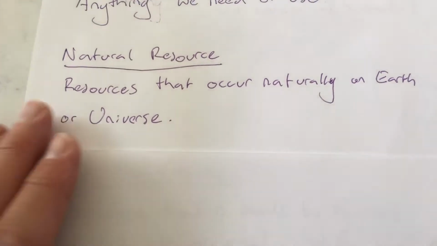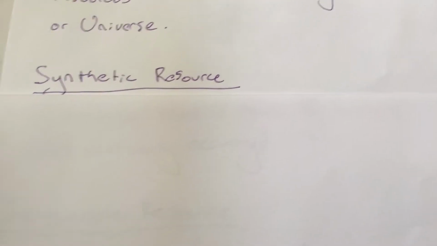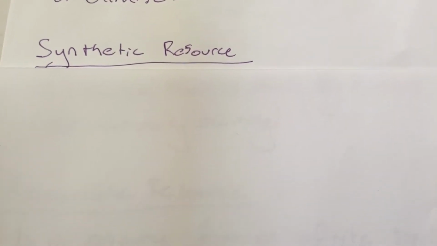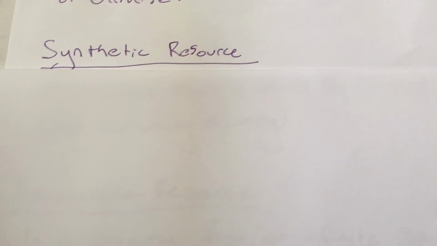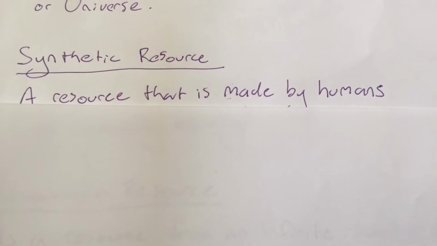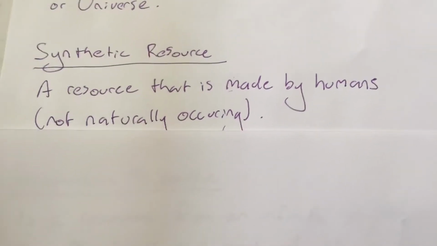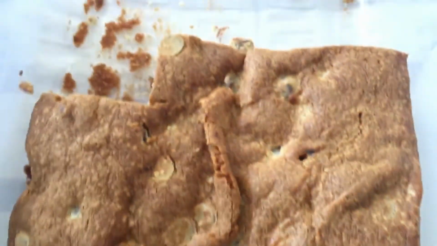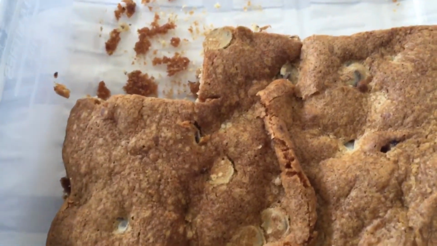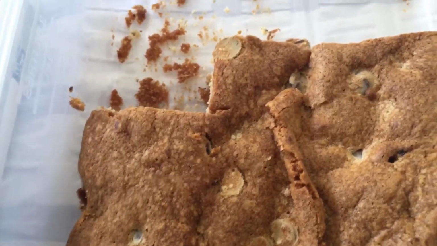And I want to introduce a new term that we'll come across in today's lesson, which is synthetic resource. Now you might have heard the word synthetic used in other ways, where it generally refers to something that's human-made. So a synthetic resource is a resource that is made by humans and it's not naturally occurring. So you could say my good old banana bread, although it's made up of natural resources, it's actually a synthetic resource because I'm a human and I made it.